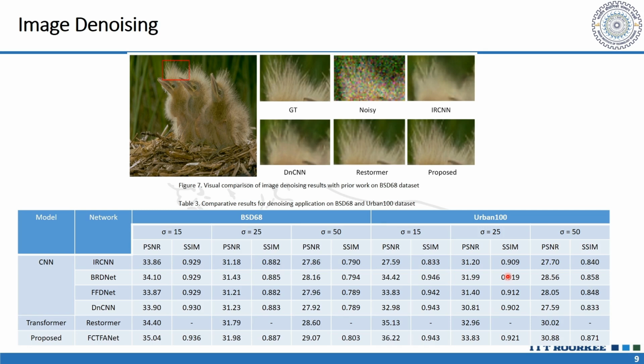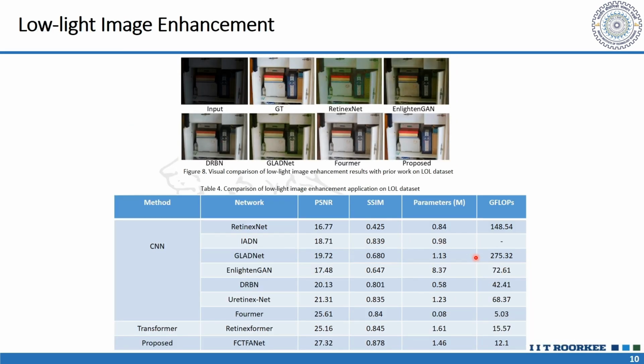For the image denoising task, we used the BSD68 and Urban100 datasets with Gaussian noise of different standard deviations: 15, 25, and 50, and we are getting improved performance with respect to the previously proposed state-of-the-art architectures. For low light enhancement tasks, again we used the LOL dataset, and our architecture is improving with respect to the PSNR and SSIM values.